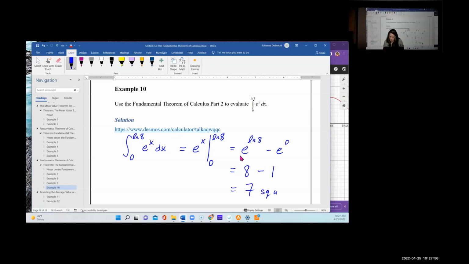What we're talking about is 7 square units of area between the curve and the x-axis from x equals 0 up to x equals the natural log of 8. Let's now look at this graph by clicking on the link.